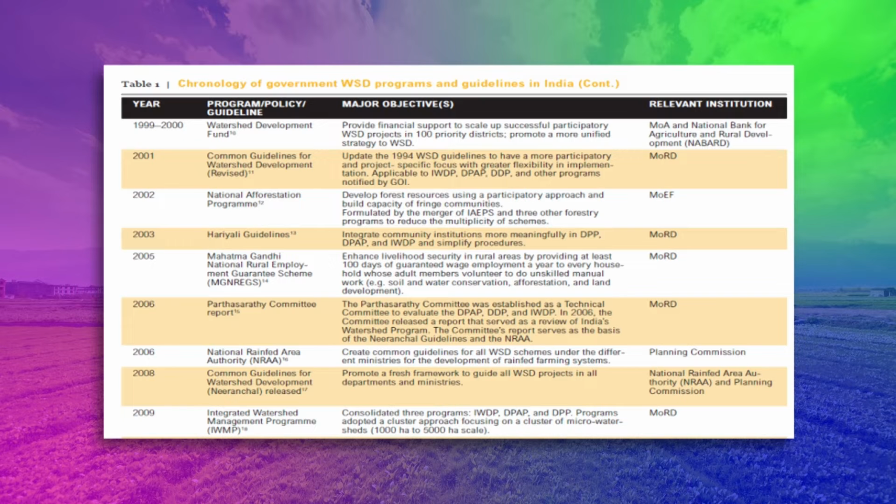Then if you look into the latest one, 2013, new features were added to the 2008 common guidelines, to ensure momentum to the integrated watershed management program while strengthening its innovative features. This is how our government watershed development programs and guidelines evolved from the 1970s to this decade, to 2013. This is a summary table on that.